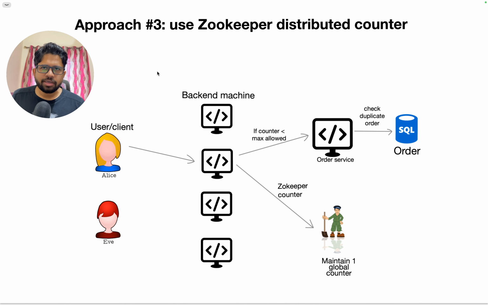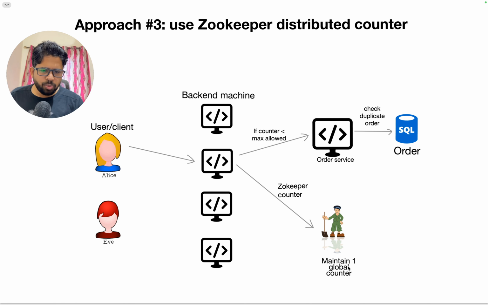The overall design is pretty much the same. You have these users, they are connecting to the backend machines, and then they are trying to get the counter from the Zookeeper, and if the counter is less than the maximum allowed value, they will make the order. Otherwise, they'll send the rejection response. So that's the overall idea which we are going to follow here.